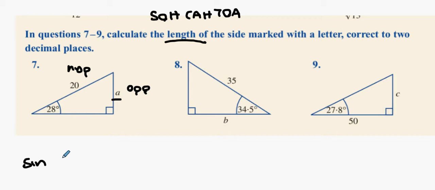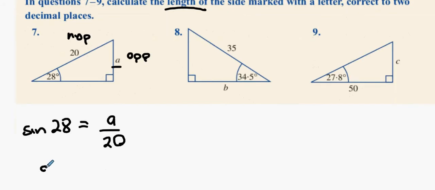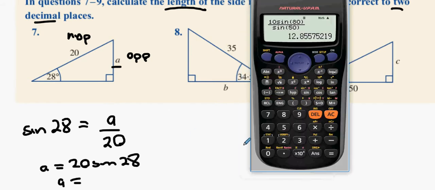Everybody paying attention? Now, A over 20. What's next? 20 sine 28. And what do you get when you put it in the calculator? 9.4. 2 decimal places though? It was 9.3. Oh, was it? 20 sine 28? Yes, 9.3. 9.389, so 9.39, yeah?